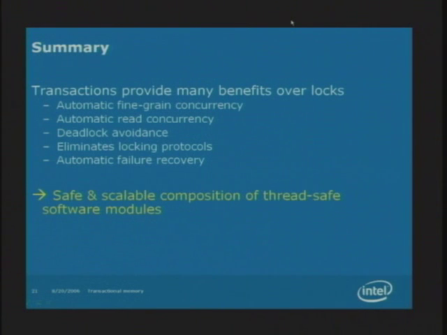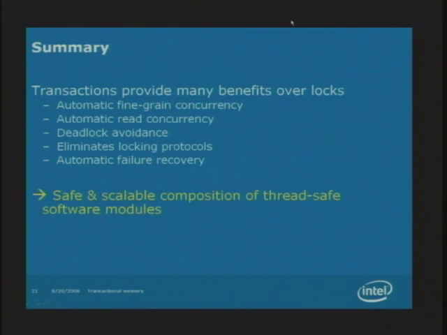So to summarize and conclude this part of the tutorial, transactions provide many benefits over locks. They give you automatic, fine-grained, disjoint access concurrency. The system handles that for you automatically. They give you automatic read concurrency. So if two threads concurrently access the same location, but both of them are doing a read, the system automatically allows that. It avoids deadlock.